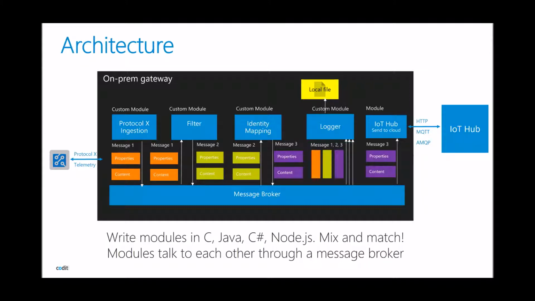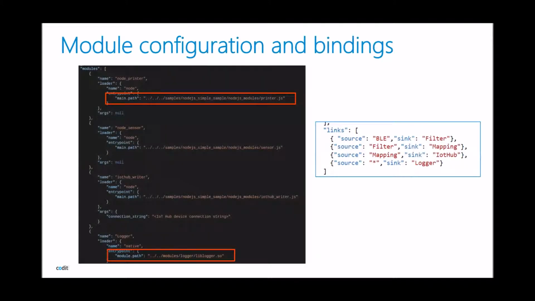In the case of the Microsoft SDK, you can see, for example, that you can configure the gateway using a simple JSON file. For instance, take a look at the boxes in red. So you will see that there is a module called node_printer, and the bits for that is a JavaScript file. So this is implemented in Node.js. You can see on the second box on the bottom, there's a logger module with a .so extension. So that's a shared object. This is implemented in C.